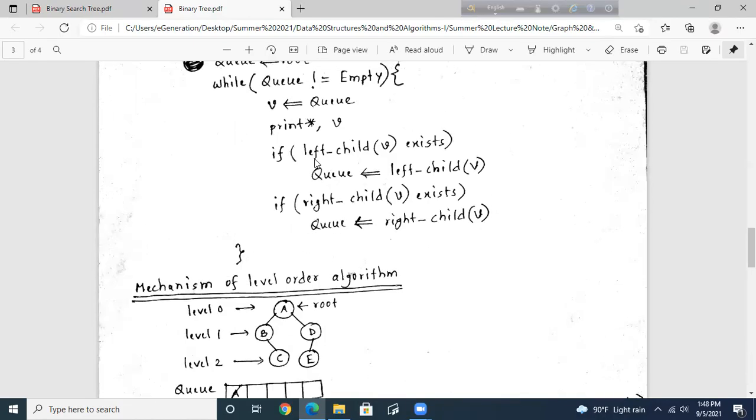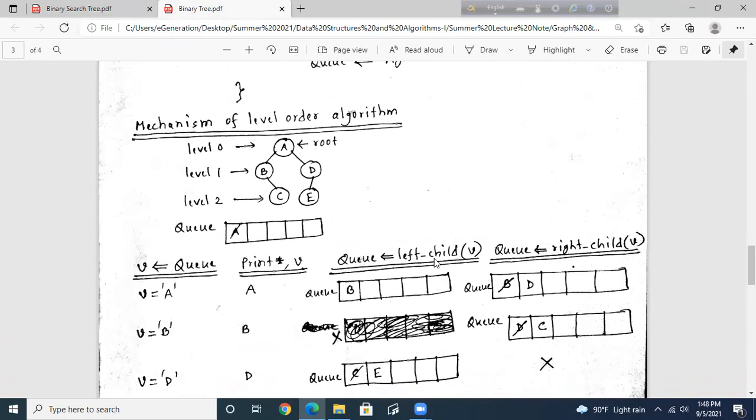Now there is an if condition. If left of V exists, then you have to insert left of V into Q. So dear students, since the value of V equals A, we have left of A. Left of A is B. So I have to insert B into Q. So I have inserted B in the Q.